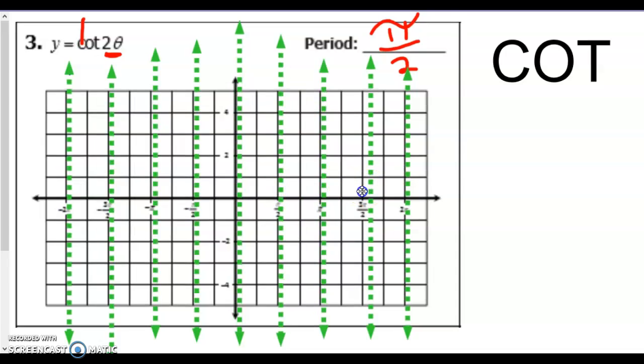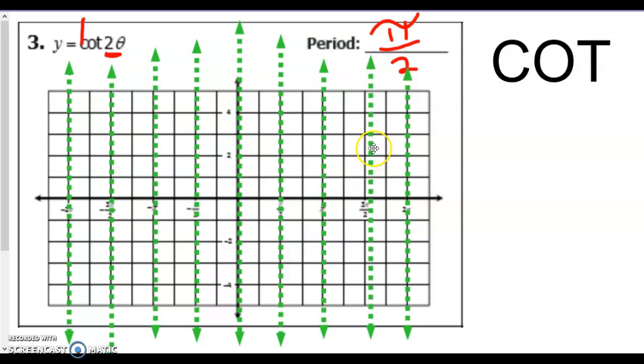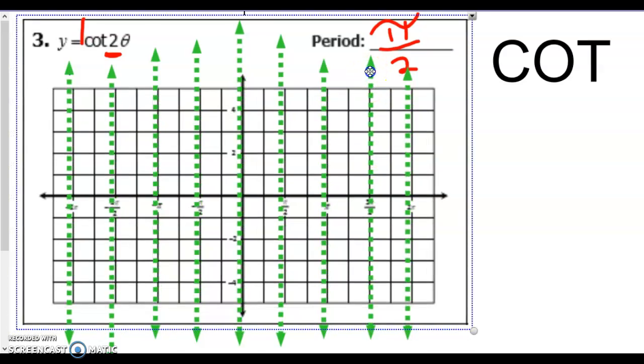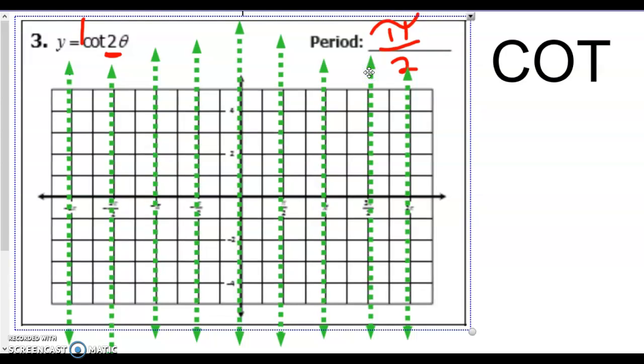Now, I think about what the mother function of a cotangent looked like. The mother function of my cotangent looked like this. It was heading down. Tangent goes up to the right. It looks kind of like an x to the third graph. Actually, it's a negative x to the third graph. Starts high, ends low.